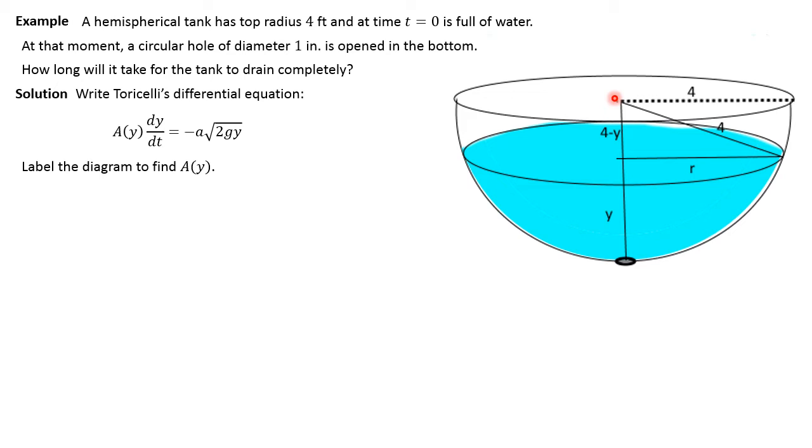So what I've done here is I've taken a snapshot, a moment in time, when the water is partially drained, and I've labeled a bunch of things. So the distance from the bottom of the tank to the surface of the water, that's y, meaning that the distance from the surface to the top of the tank is 4 minus y, because 4 is the radius of the tank. And keep in mind, the fact that it's a hemispherical tank is important in this problem. It means that the distance from the center of the sphere to any point on the tank is always 4.